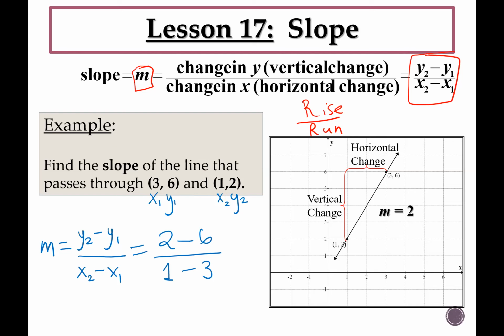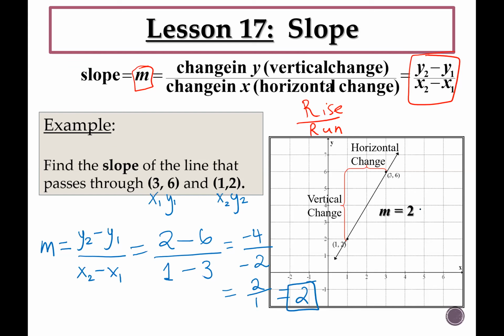2 minus 6, that's negative 4 in the numerator, over, and then 1 minus 3, that's negative 2 in the denominator. Negative 4 over negative 2. That reduces to positive, negative divided by negative is positive, 2 over 1, or just 2. So our answer, find the slope of the line. The answer is 2, or m equals 2.